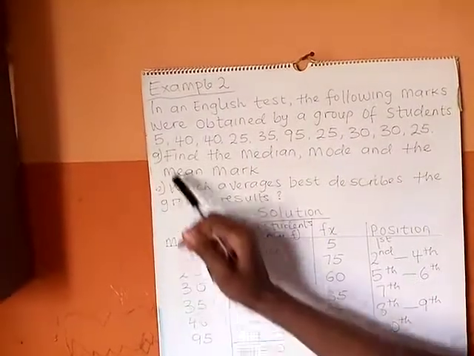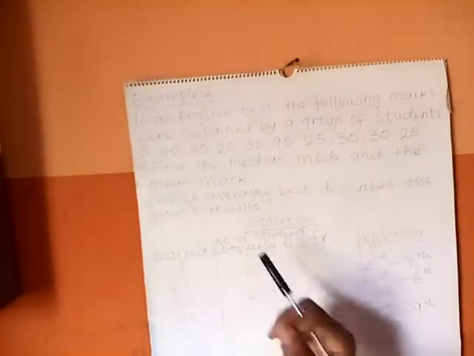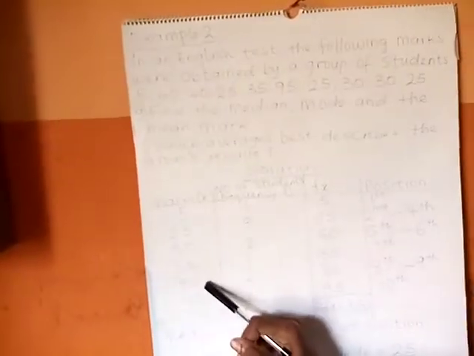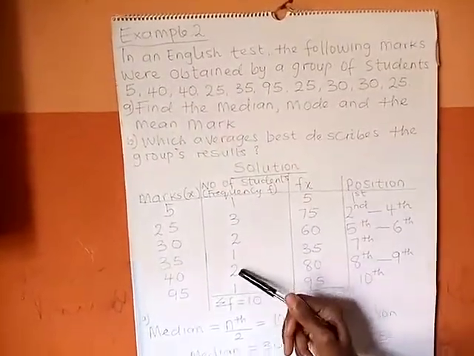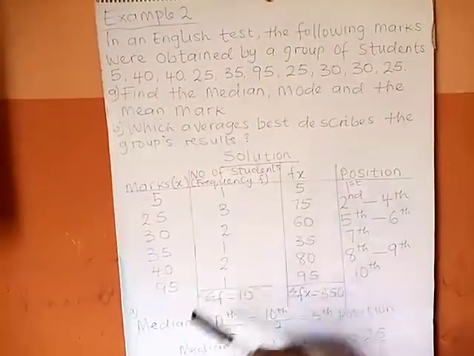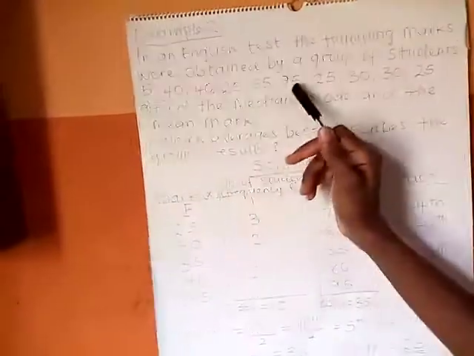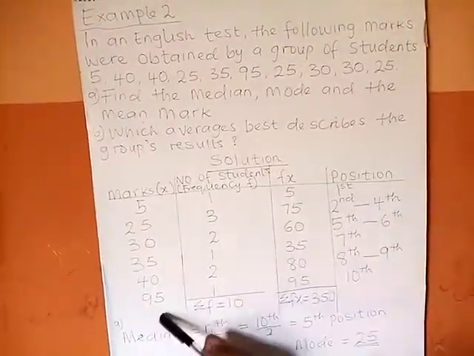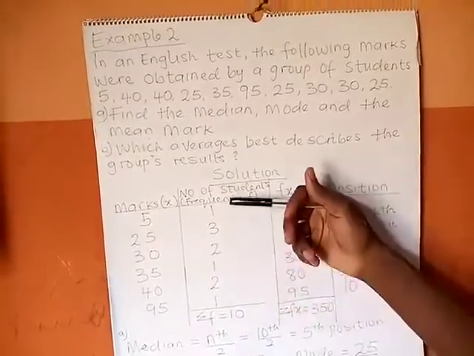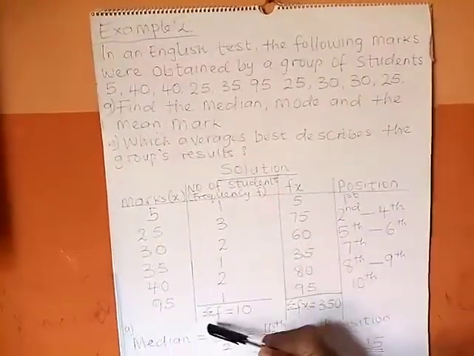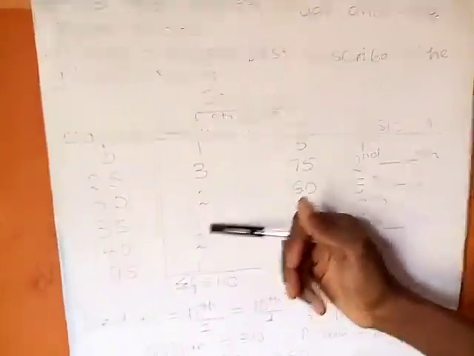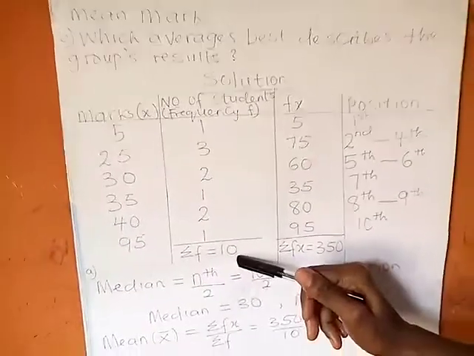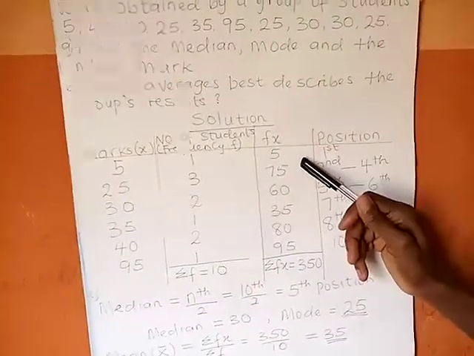What about 35? Just 1. So it means 1 student scored 35 marks. What about 40? We have 1, 2, just 2. So it means 2 students scored 40 marks. Now 95 appears 1. So it means 1 student scored 95 marks. Now you sum your frequency. So summation f will be equal to 1 plus 3 plus 2 plus 1 plus 2 plus 1, which will give us 10.